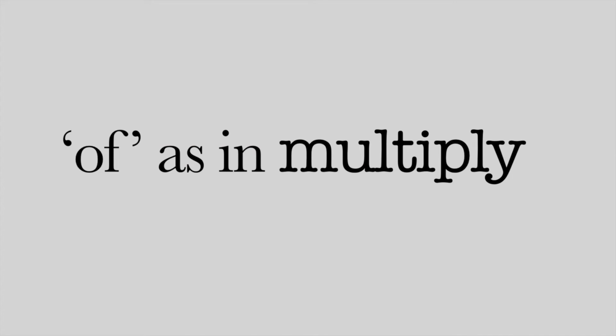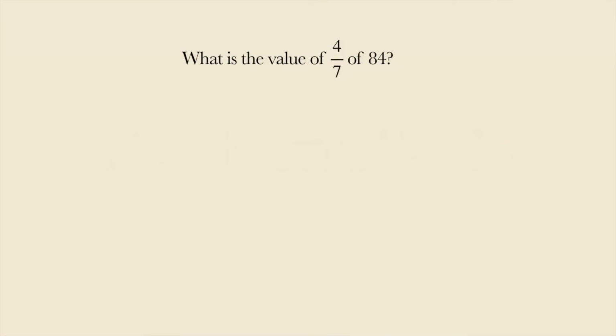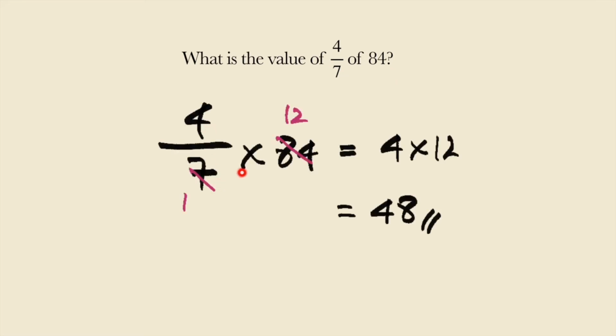So this next section is "of" as in multiply. At the beginning of the video, "of" tells you the denominator, yeah? But in this case, "of" means multiply. Let's take a look. What is 4/7 of 84? Basically it's 4/7 of 84 as in multiply. So simplify diagonally, 7 and 84, that's 1 and 12. So 4 times 12 is therefore 48.